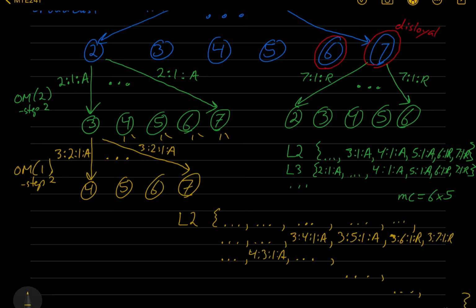So we skip that, and 4 will have heard from 5, from 1 to attack, 4, 6, 1, retreat, 4, 7, 1, retreat. And next row is for Lieutenant 5, so 5 will have heard from 3, from 1 to attack, 5 will have heard from 4, from 1 to attack.